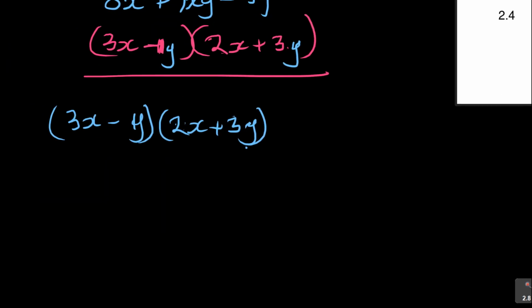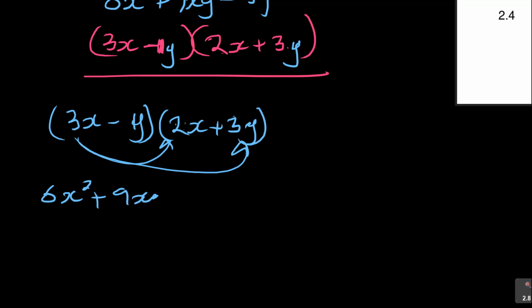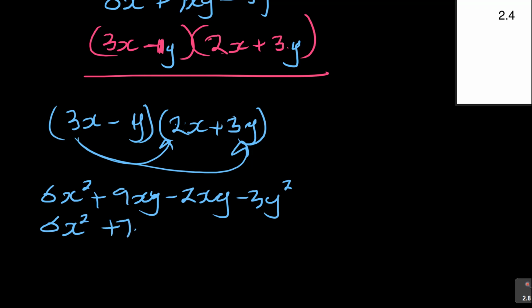Then from here, when you start multiplying, 3 times 2x is 6x squared. This times this, 3 times y is plus 9xy, and then minus y times 2x is minus 2xy, and then minus y times 3 is minus 3y squared. Seeing that? So it's 6x squared, 9 minus 2 is plus 7xy, minus 3y squared.